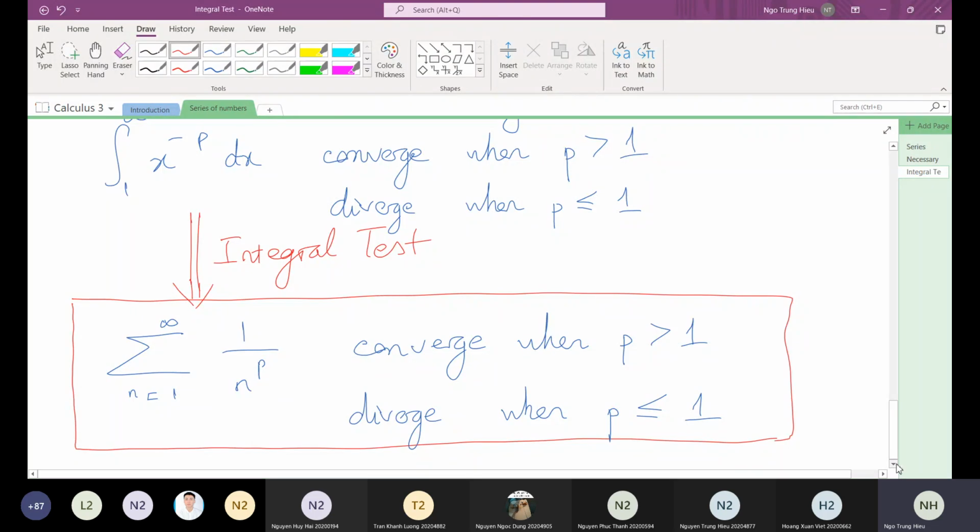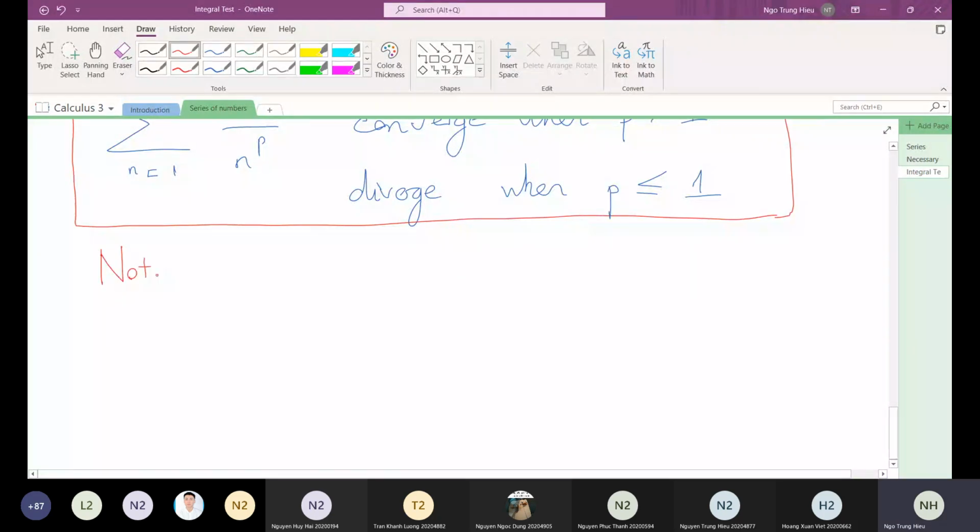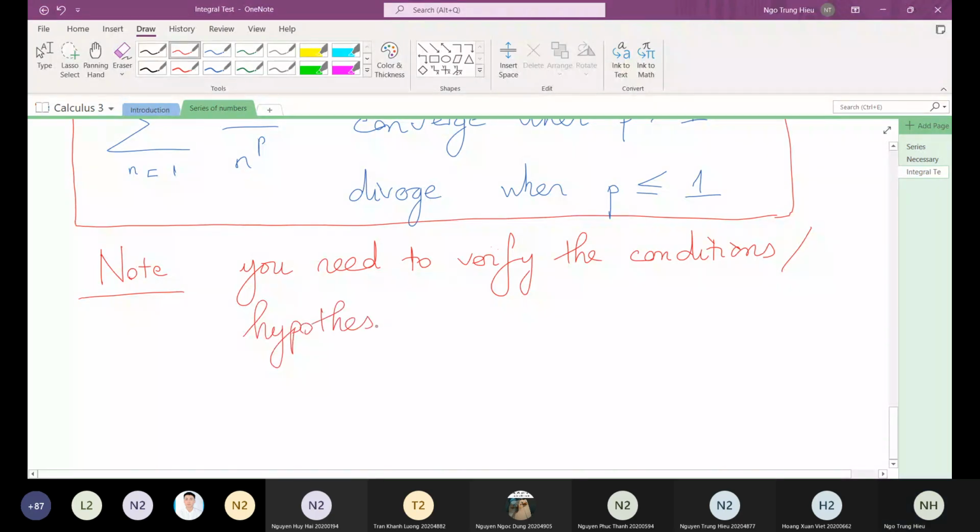And remember, you need to verify the conditions, the hypotheses, before using the theorem, right?